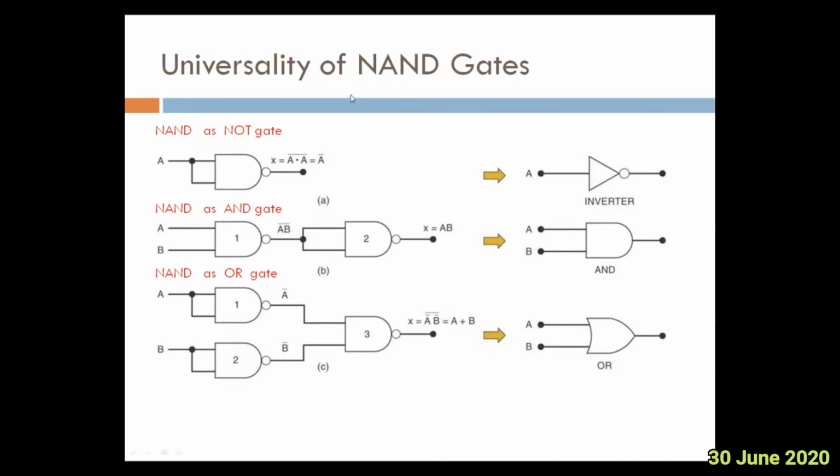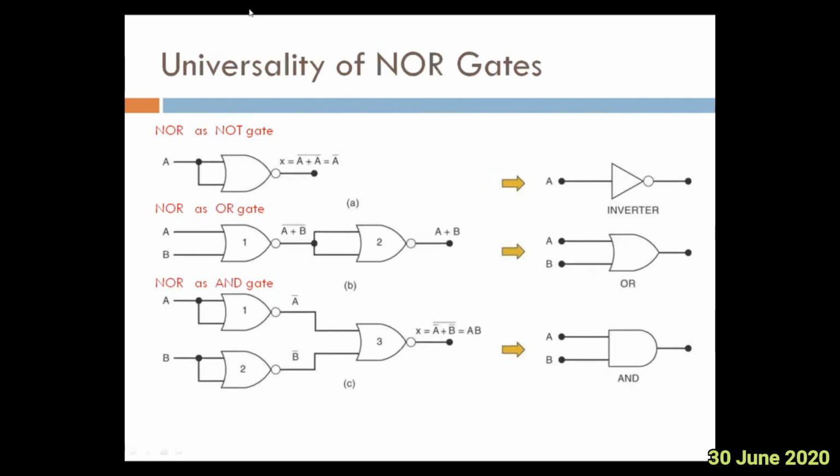Which are the basic gates? As you said, NOT, OR and AND. So first I will tell you the NOR gate now. If I can represent the NOT gate using NOR, the OR gate using NOR, and the AND gate using only NOR, then my NOR gate will be a universal gate.